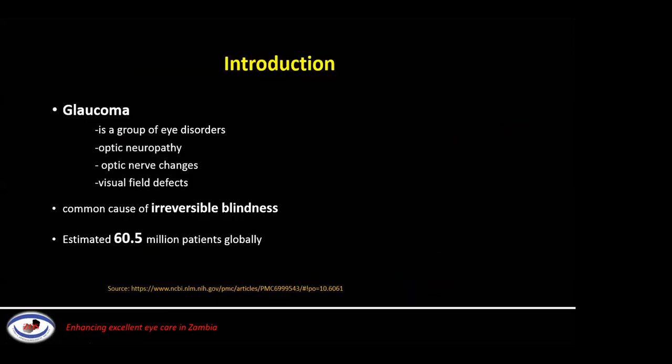So we'll just go into the introduction of glaucoma, an overview of what glaucoma is. Glaucoma is a group of eye disorders which is characterized by optic neuropathy, optic nerve changes, visual field defect, and is the most common cause of irreversible blindness. It's estimated at 60.5 million patients globally.